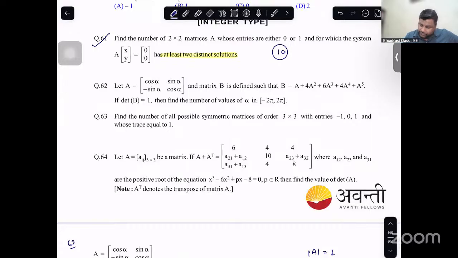Very good question it was, 62. Now question number 63. A very good example of symmetric matrix or how to make symmetric matrix. Yes. 63. Find the number of all possible symmetric matrices of order 3 by 3 with entries -1, 0, 1 and whose trace is equal to 1. Now, I hope you remember what is trace. Yes or no?